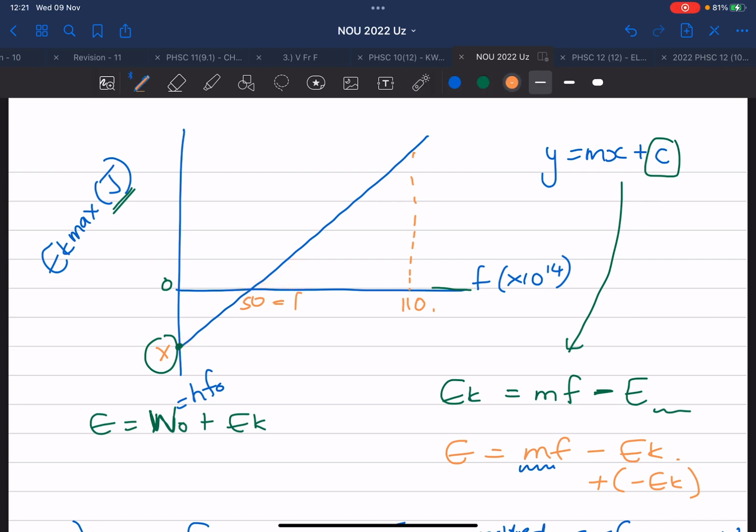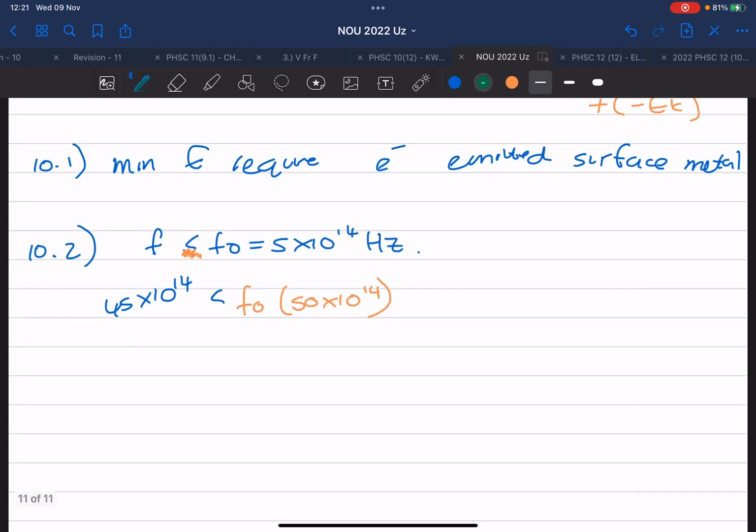Kom ons skryf dit neer. Daar is die drempelfrekwensie. So as ek energie het hierso van 45, gaan dit genoeg wees? Nee. So dis wat ek neerskryf het. Ek het gesê die frekwensie 45, is kleiner as die drempelfrekwensie 50. So dit sal daar geen elektrone regstel. Okay.